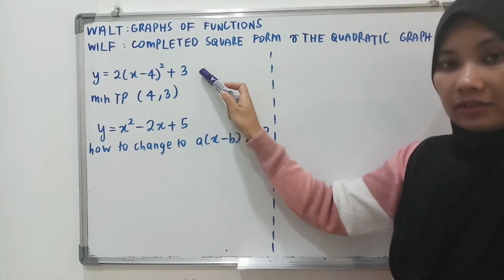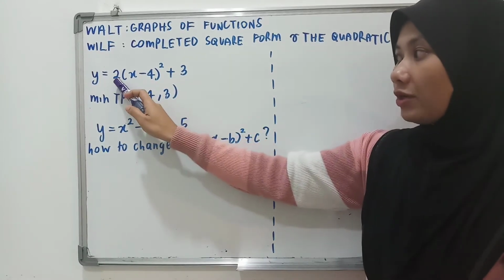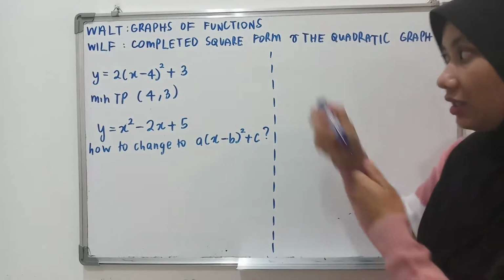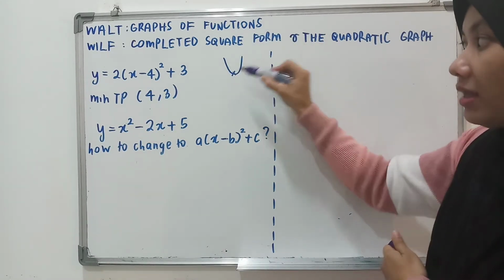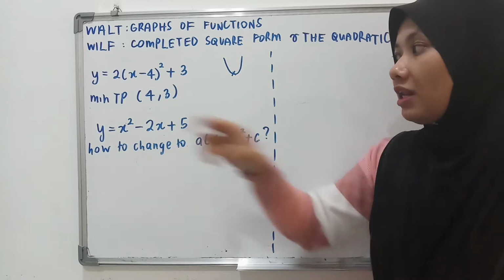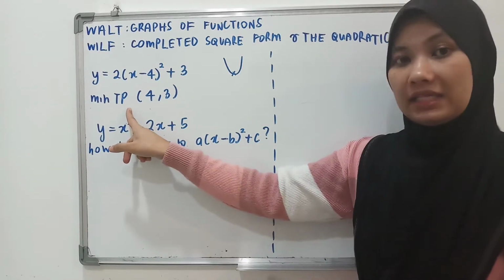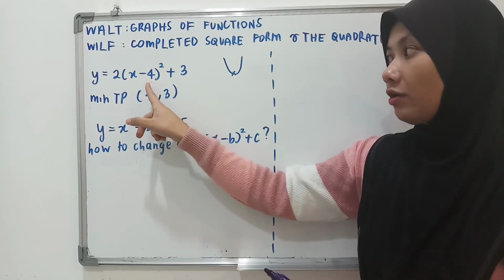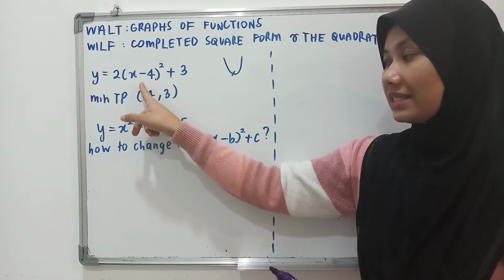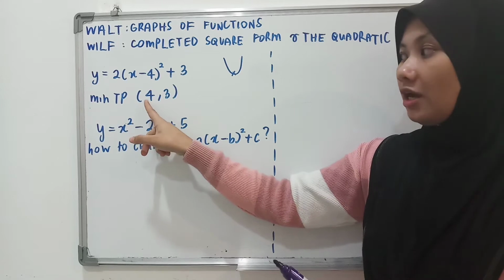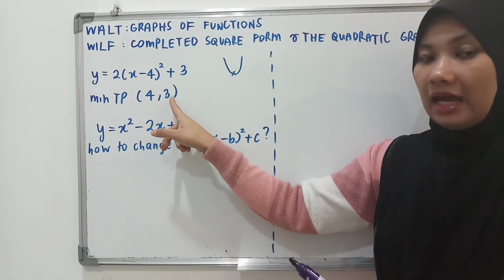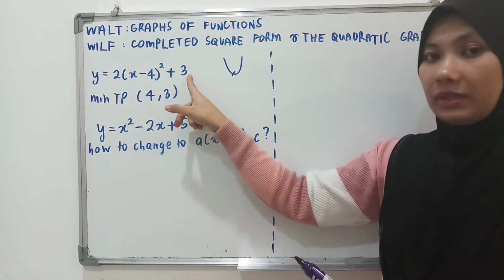Now, for this question, your A is positive. A positive, you will get a smiley curve. Therefore, that will give you a minimum turning point. So, minimum turning point, what is the point? That is just 4. Remember, you need to change the sign in front of the value, which is just positive 4 and then 3. Where do I get the 3? From here at the back.